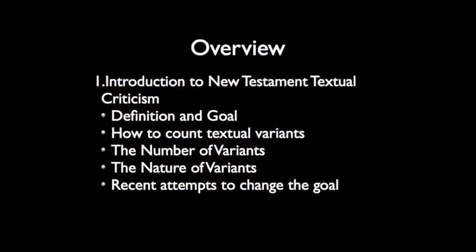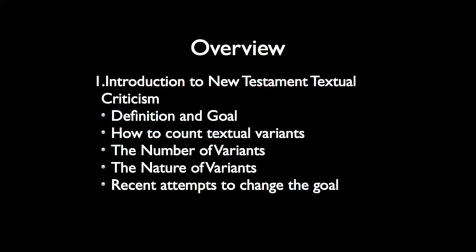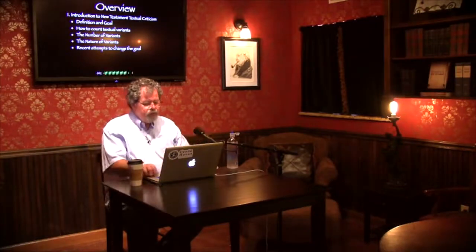And first of all, the introduction proper. We're going to talk about the definition and the goal of textual criticism, how to count textual variants. And that might seem like a very simple and obvious thing, but there's two different ways in which they've been counted. One is the right way, one is definitely the wrong way. The number of textual variants, these are also known as readings. That is the wording that is different from one manuscript to another. That's a variant or a reading.